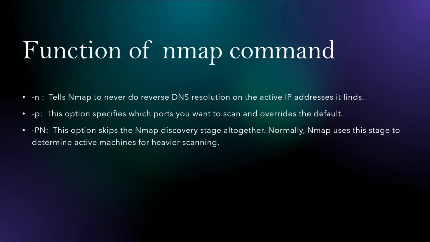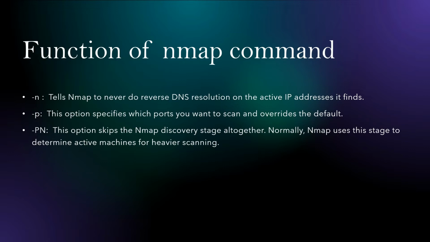For the -n, this command tells Nmap to never do reverse DNS resolution on the active IP addresses it finds. Since DNS can be slow even with Nmap's built-in parallel stub resolver, this option can slash scanning times. Next, for the -p, this option specifies which ports you want to scan and overrides the default.